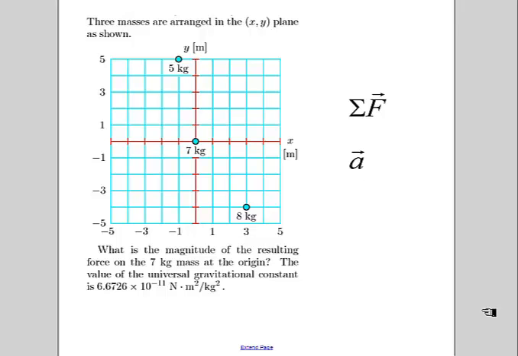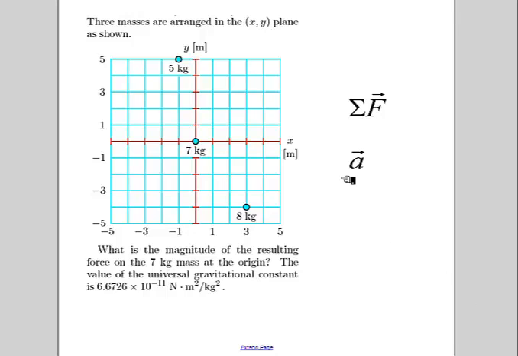Hi, this is Mr. Merrill, and we're going to look at another example with universal gravitation dealing with multiple masses. There's one like this on the UT, and we had worked one in class. This is a third one just for extra practice. I recommend that before you continue with the video, try it for yourself, see how far you can get, and then when you get stuck, you can play the video and see where you got stuck.